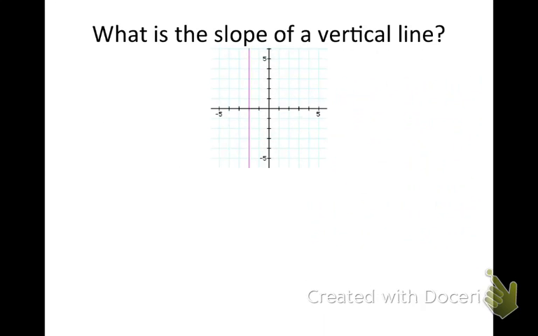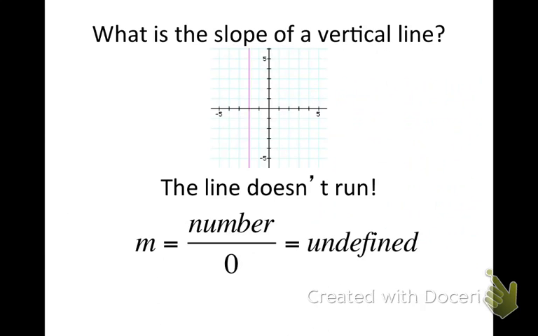What about a vertical line? Well, let's think about vertical lines. Vertical lines definitely have a lot of rise, but are they going to run? Are they going to move anywhere in terms of traveling left and right? The answer to that is no, they do not have any run. So if we use rise over run, you'd have some number for your rise, but your run doesn't have any.